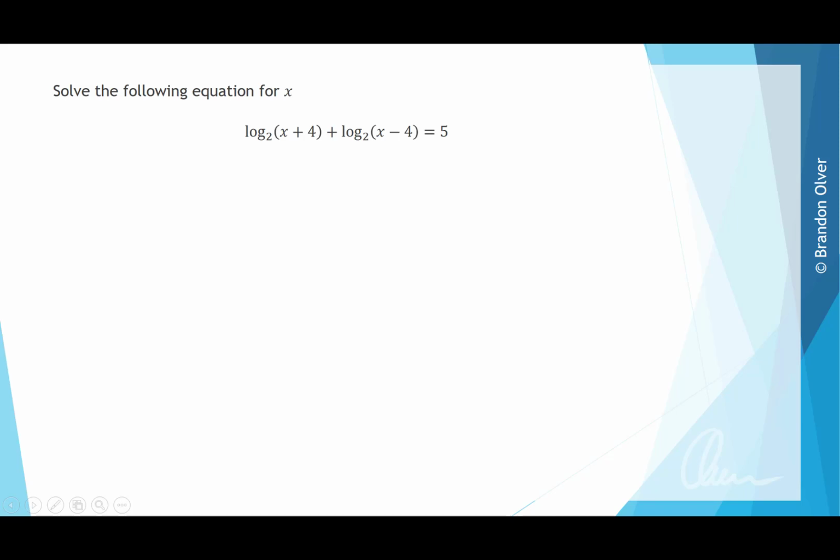Solve the following equation for x. So we want to solve log 2 of x plus 4 plus log 2 of x minus 4 equals 5. And to help us solve, we're going to multiply the 5 by log 2 of 2.